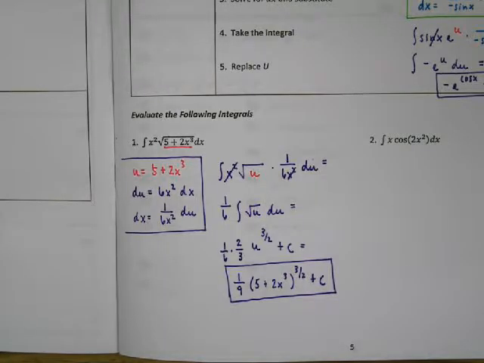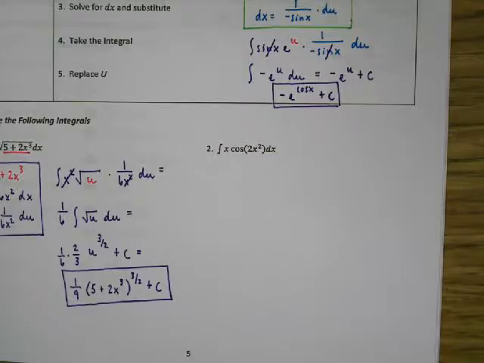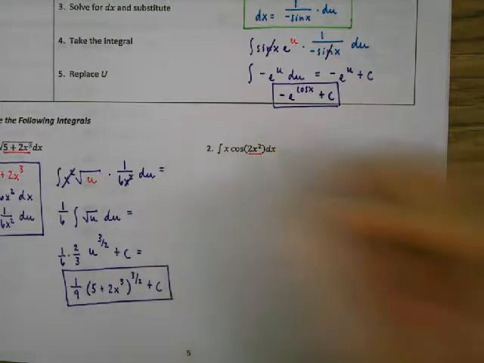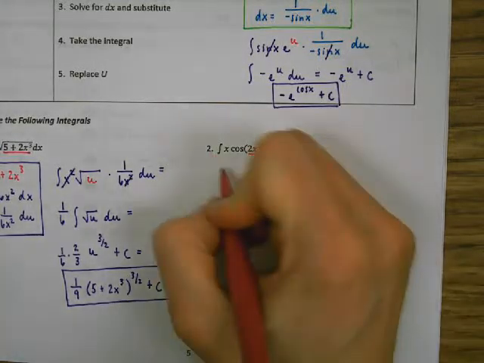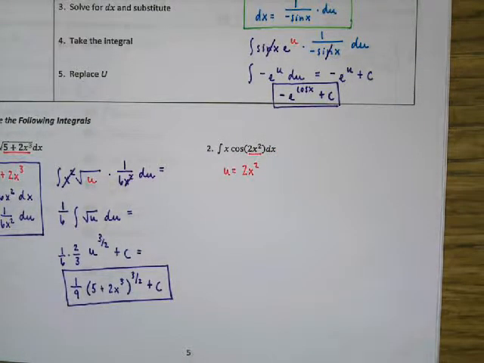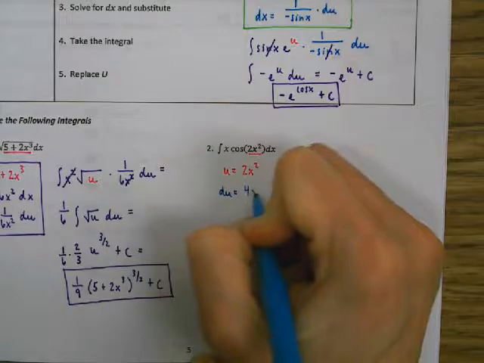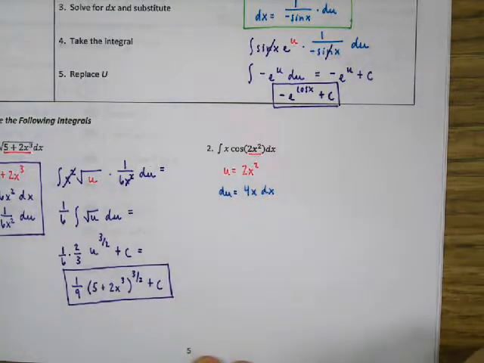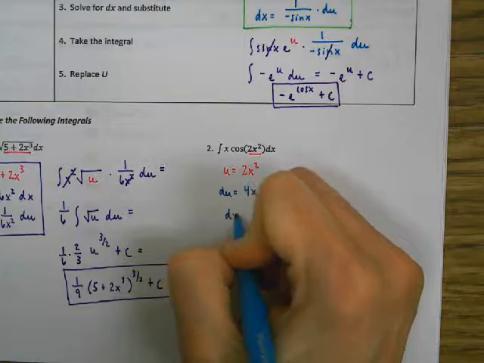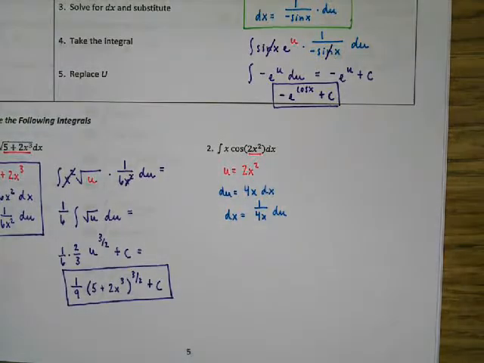All right, let's do another one. Okay, the first question I'm going to ask myself is, what would cause chain rule to happen in this situation? Hopefully we all recognize this 2x squared here is what's going to trigger the chain rule. So that's what I'm going to make my u. So u is equal to 2x squared. We're going to differentiate, so du is 4x dx. And now I'm going to solve for dx. So dx equals 1 over 4x times du.